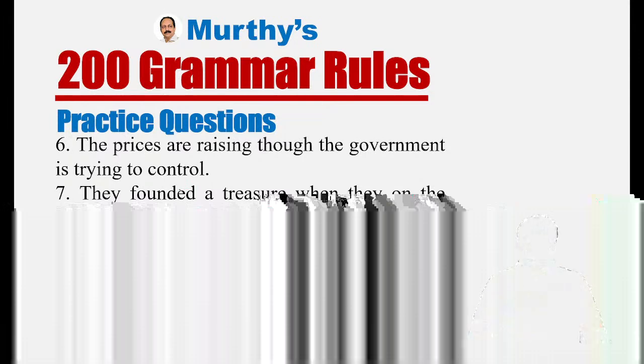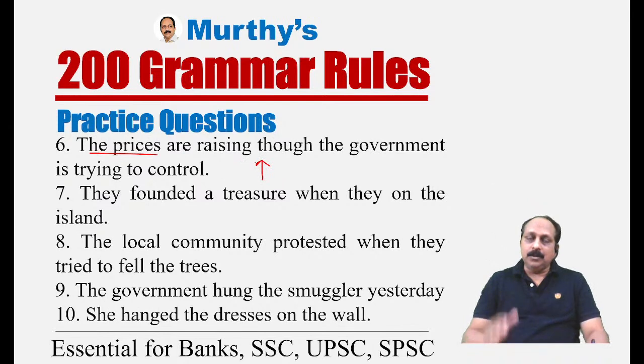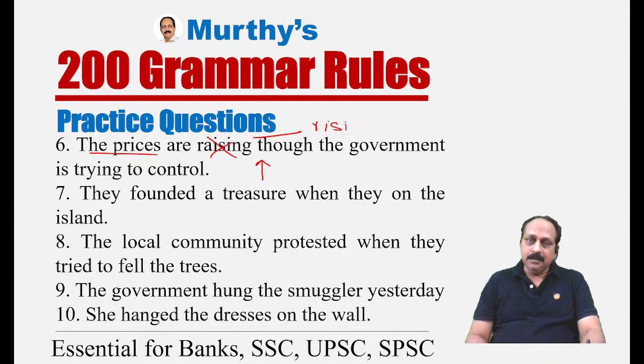Question number 6. The prices are raising, though the government is trying to control. Here, with the prices, contextual awareness is very important. The prices, what is happening? They're going up. The context talks about something going up. Then what is the appropriate verb? Rise or raise? Rise. Then you cannot say raising, you have to say rising. The prices are rising.